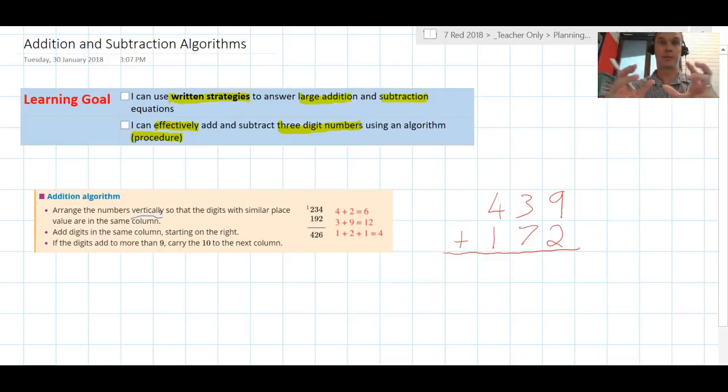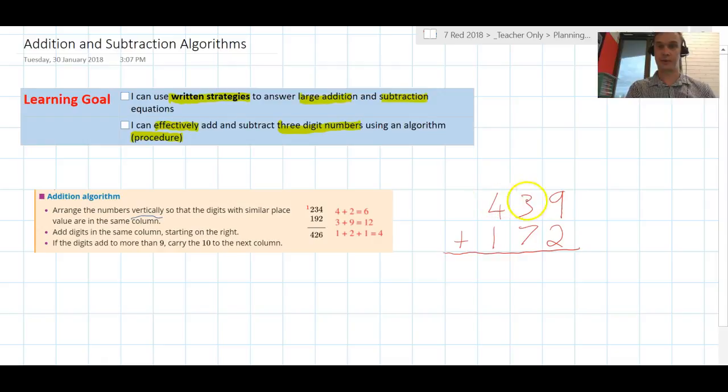Now, a lot of people get mixed up or confused with this. So you'll see here that I've got grid paper. It's important that you do that in grid paper because it allows you to easily line it up in the correct place value. So don't get lazy and mix them all in together. You need to make sure that the place values are matching. That's step 1. Step 2 is add the digits in the same column, starting on the right.